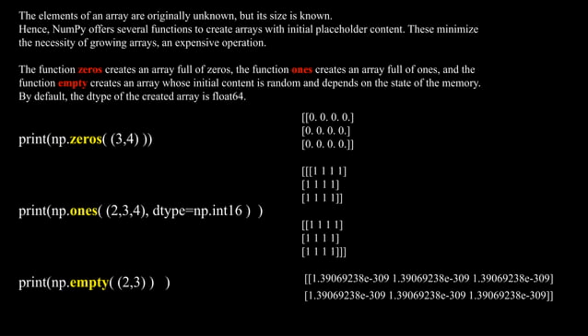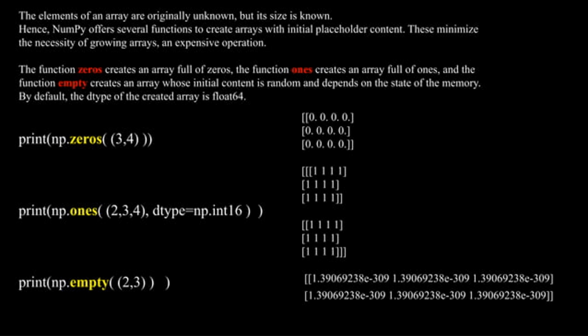The elements of an array are originally unknown, but its size is known. That's why numpy offers several functions to create arrays with initial placeholder content. These minimize the necessity of growing arrays, an expensive operation.